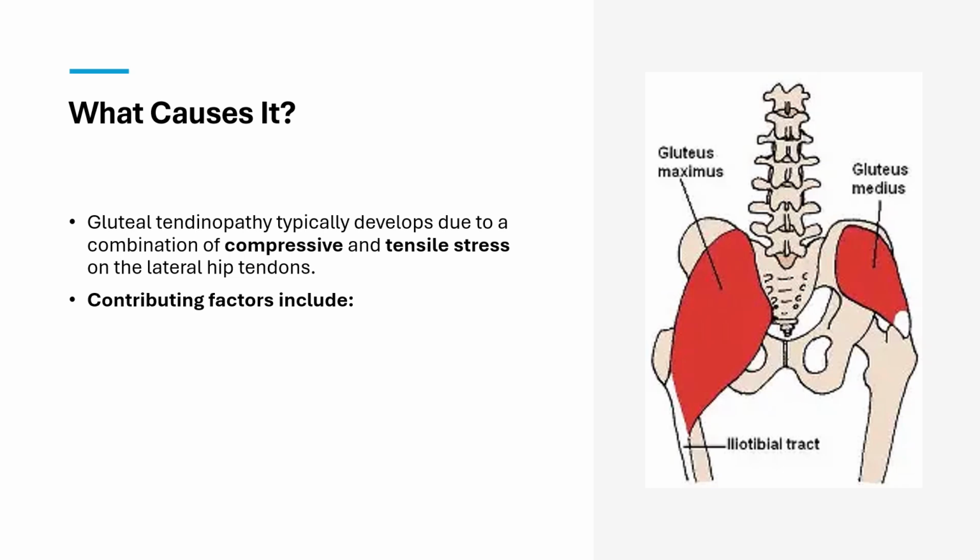So what causes it? Now, gluteal tendinopathy typically develops due to a combination of compressive and tensile stress on the lateral hip tendons. Contributing factors include excessive hip adduction, so compression under the IT band, weakness in the glute med and minimus, which can lead to poor pelvic control, increased training volume or sudden load spikes, poor movement patterns, so knee valgus or pelvic drops, hormonal changes, particularly in postmenopausal women, and prolonged sitting or side lying on the affected hip.